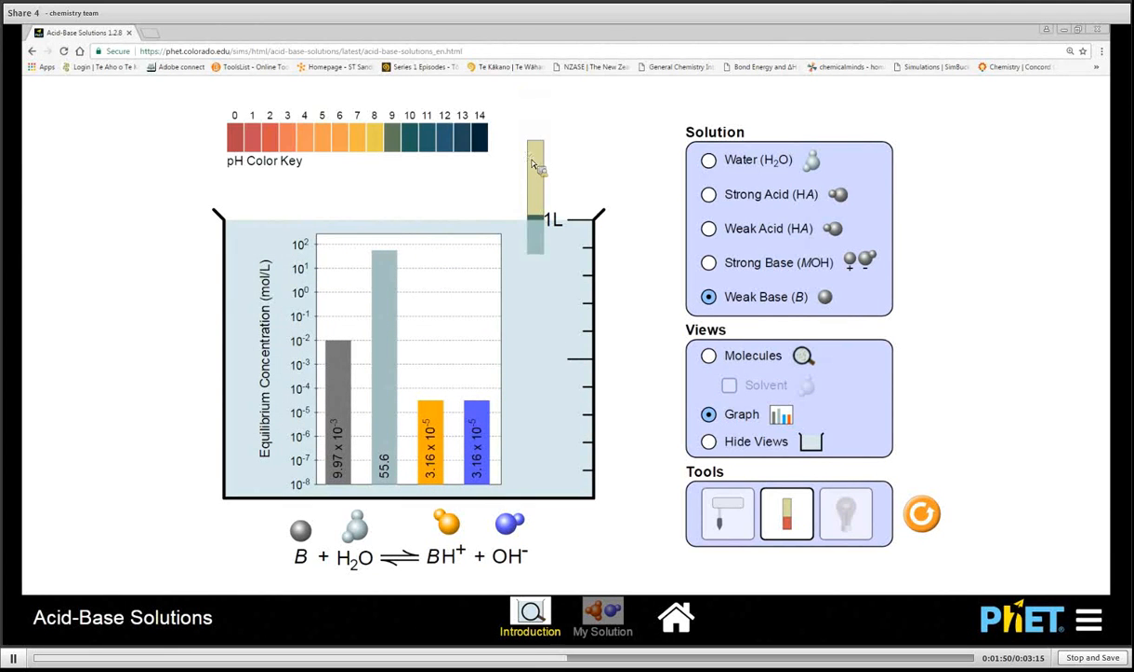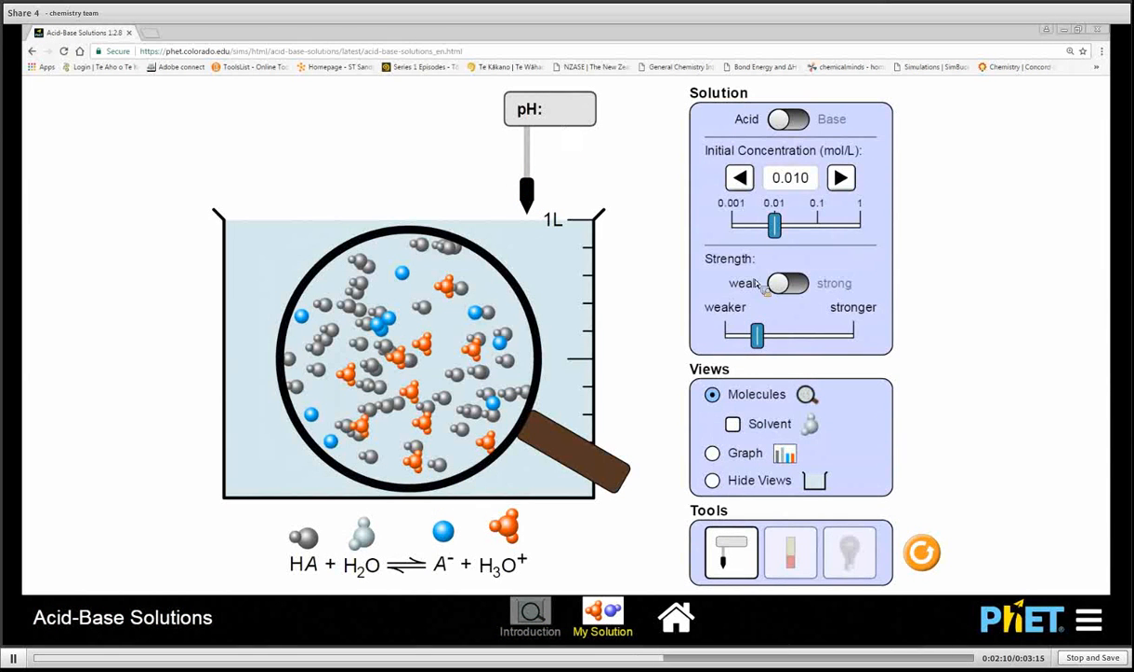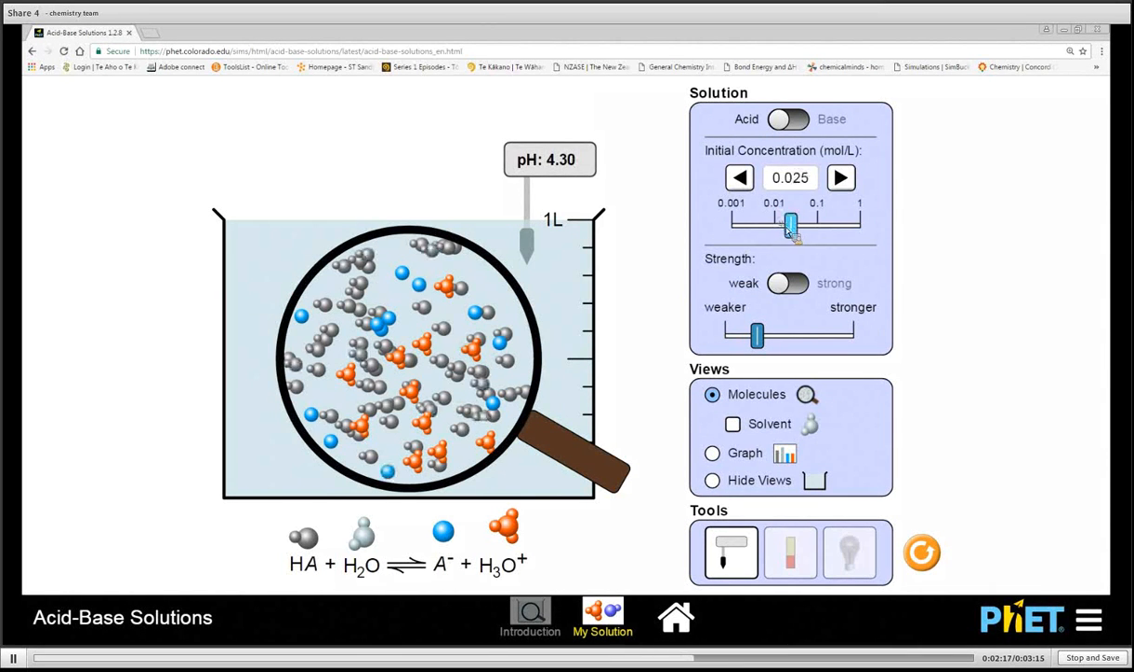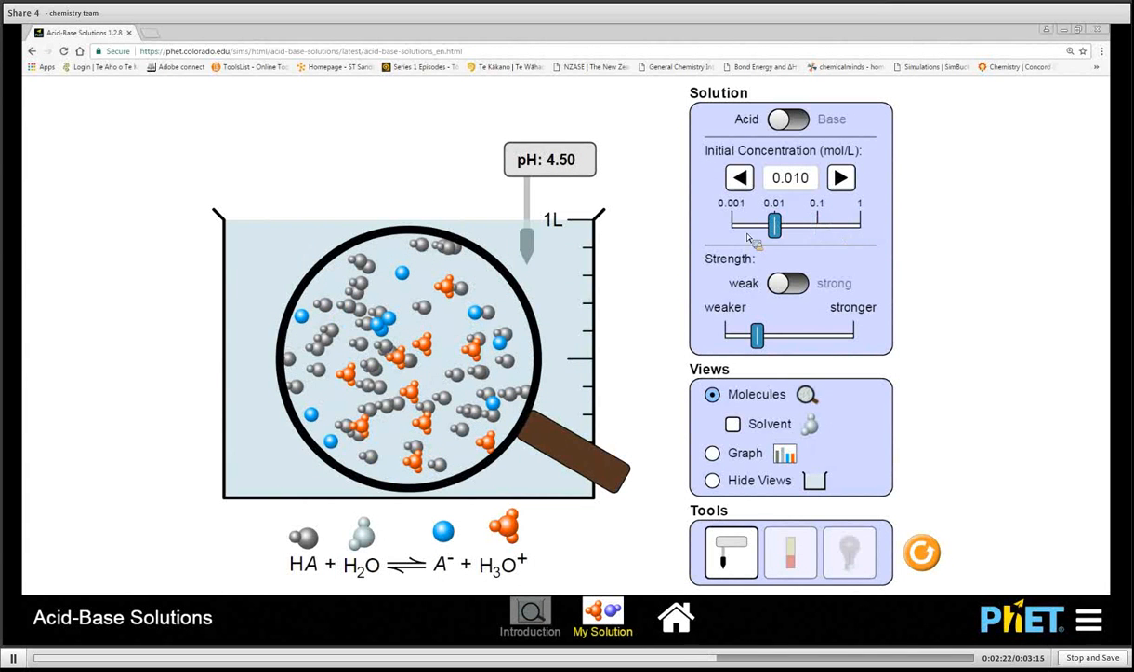You can use universal indicator. Notice that in NCEA New Zealand, we use green for the pH of 7. So we have a slightly different color range. And later on in this lesson, you will be exploring the conductivity. You can also go to My Solution and change it. So we can, for instance, see what happens when we have a particular concentration, what happens when we change the concentration. Again, you will explore this later on in this lesson.